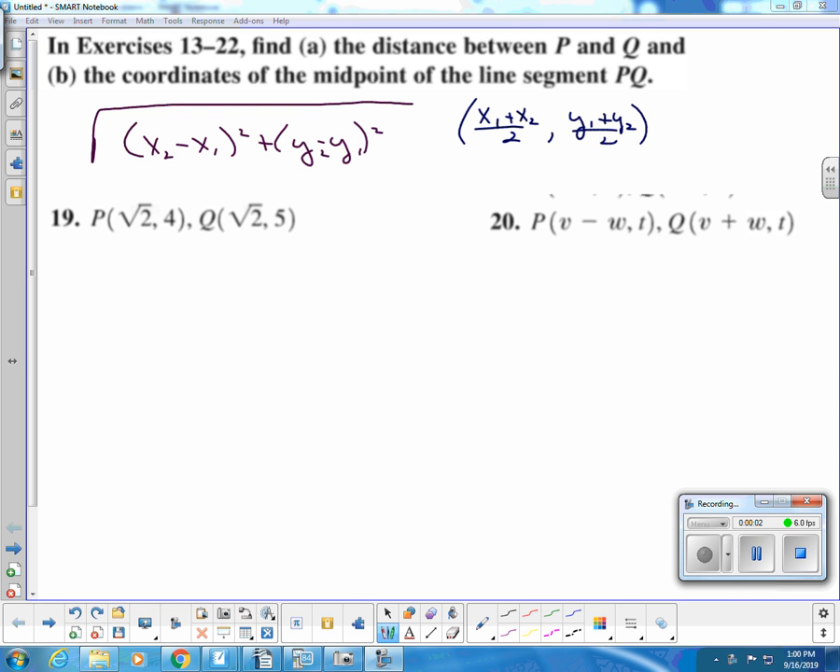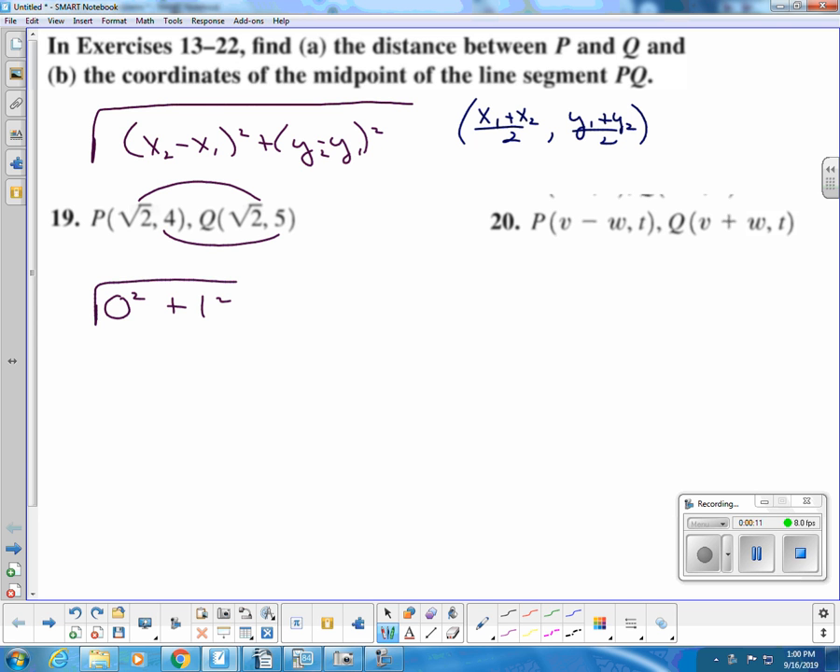All right. So the distance between the x's is 0. The distance between the y's is 1. So as I said, if you show me the actual subtracting with the parentheses and everything, that's fine. You have to show me at least the minimum of this. So the distance between those 2 points is a 1.